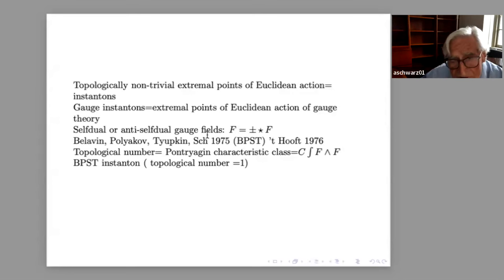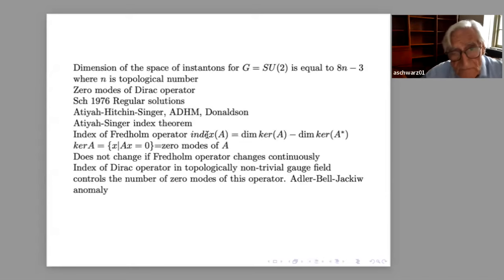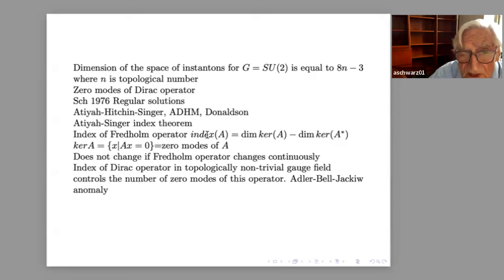But these solutions are not all solutions. And really, it was discovered that there exists a space of instantons which is multidimensional. For example, in the case when the gauge group is SU2, and n is a topological number, the dimension of the space of instantons is equal to 8n minus 3. So this is a very important statement.